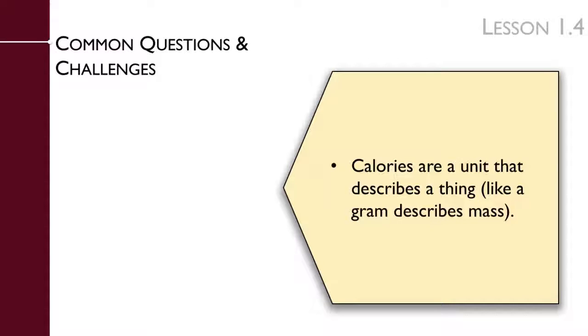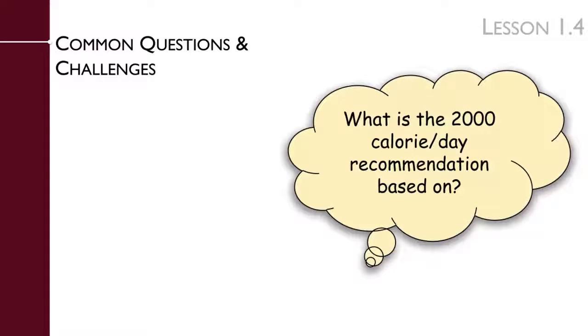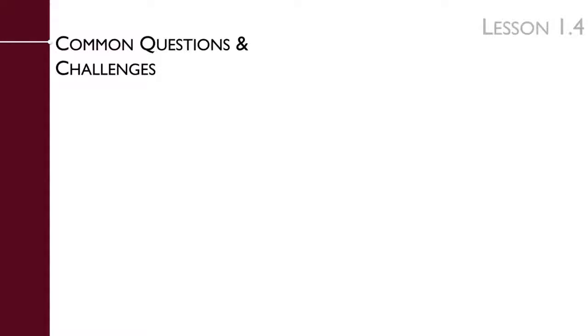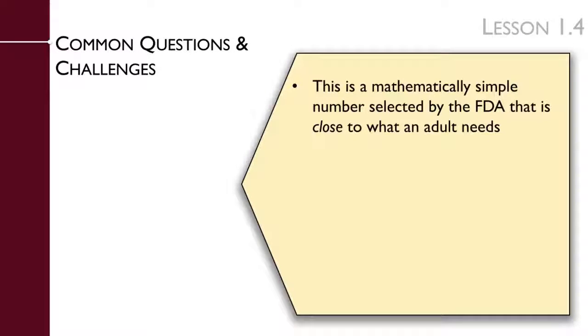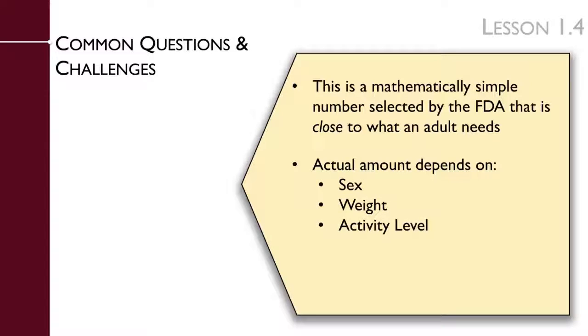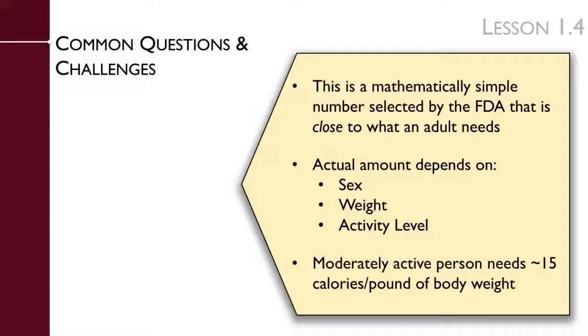Students may ask what the 2,000 calories a day recommendation that appears on food labels is based on. 2,000 calories a day is a mathematically simple number selected by the FDA that is close to what an adult needs to maintain their weight, but the actual amount of calories you need depends on your sex, your weight, and your activity level. In general, a moderately active person that gets 30 to 60 minutes of exercise 3 times a week will need about 15 calories per pound of body weight to maintain their weight, although this number can vary based on metabolic rate, which is something we'll discuss in Unit 3.